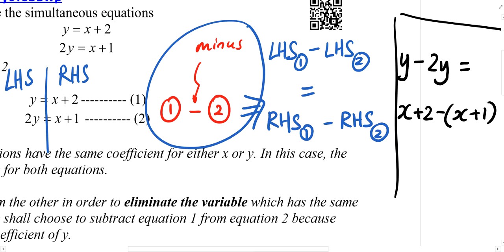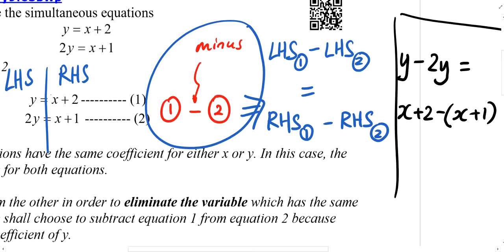How many unknowns are there? Two of them, x and y. Can I solve or not? By right, one equation, two unknowns, cannot solve. But something magical is about to happen. What happens to the x? It disappears, right? Because I say equation 1 minus equation 2.